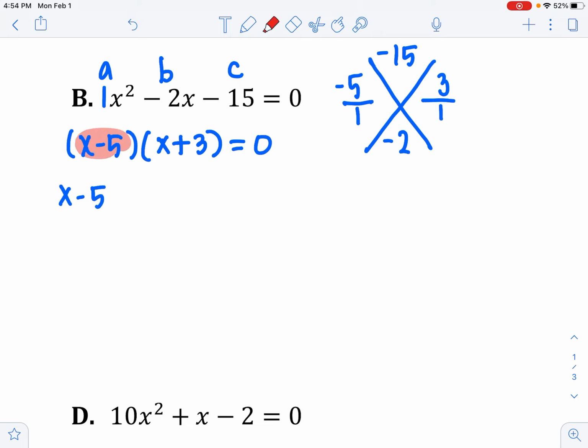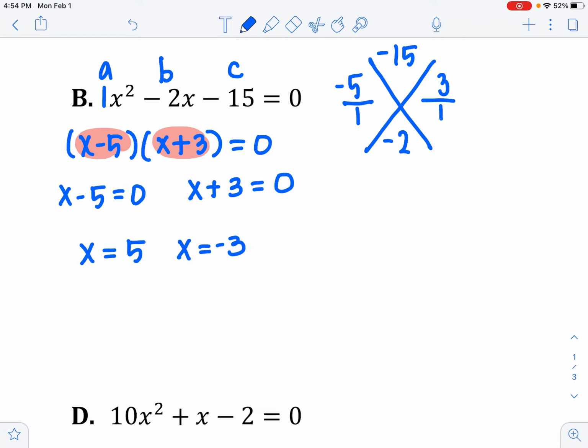Now, there are two factors, x minus 5 and x plus 3. You can set each factor equal to 0 and solve. So you get two solutions: x equals 5, x equals negative 3.